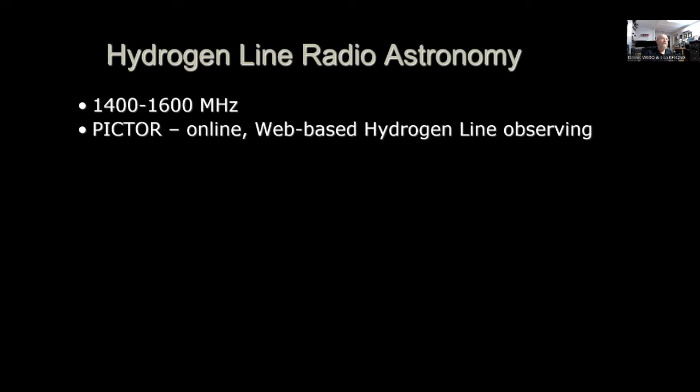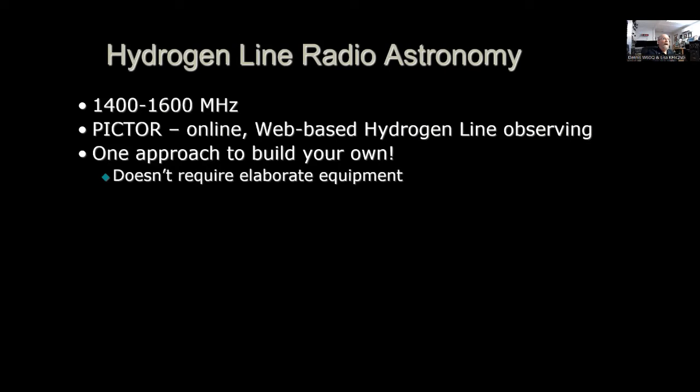It's really a neat tool. But one of the things he encourages is that you can build your own. It's a real simple system. It just consists of a small dish, a low noise amplifier, and basically a down converter, or one of the little RTL dongle SDRs is what he's using in his telescope. It's real simple to build. He's got all the information on his website. It's all open source, so the software is freely available. It doesn't require a lot of elaborate equipment.